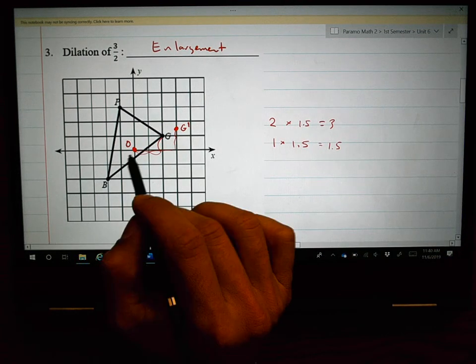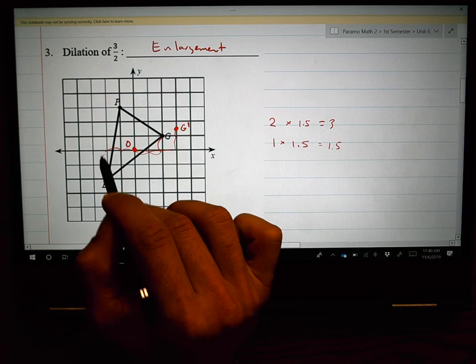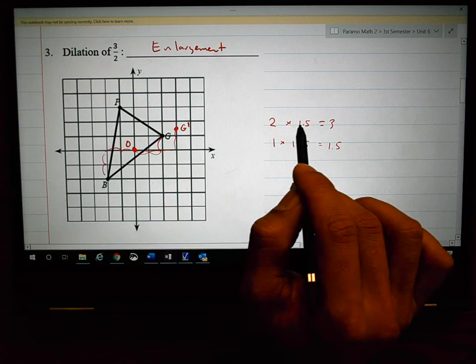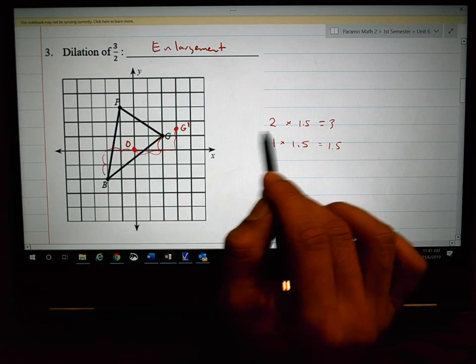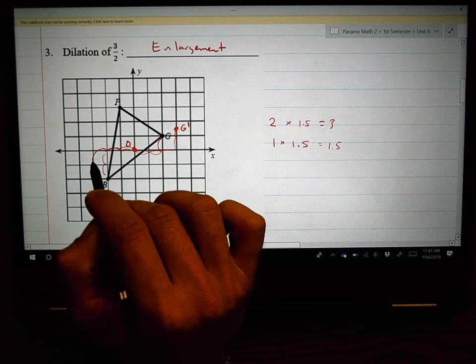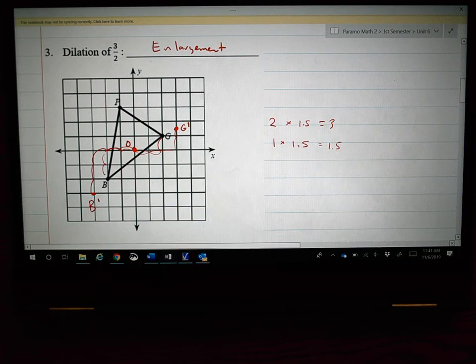What about the distance from O to B? I go to the left 2, down 2. I need to multiply that by 1.5. So instead of going to the left 2 and down 2, I'm going to go to the left 3 and down 3. That's where B prime is.